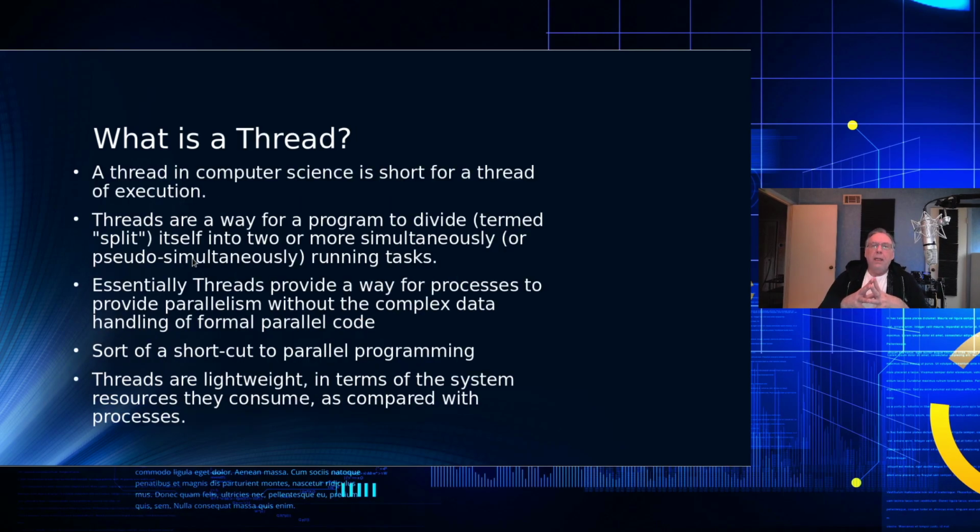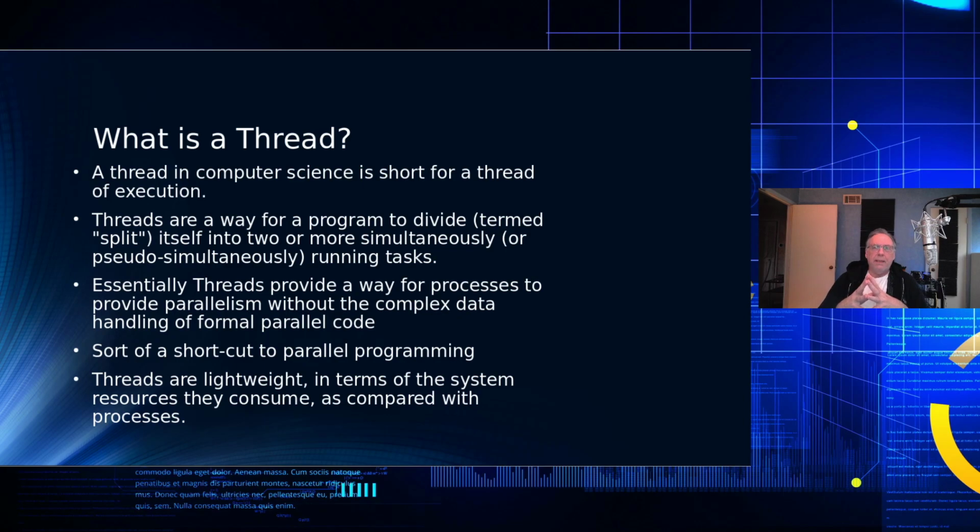A thread, in computer science, is really a shortened nomenclature for thread of execution. Threads are quite a bit different than a process, because a thread is not forked, it's not a copy of the process, it is a split. So you can take portions of your code that you want to run multi-threaded, and you can split them into 2 or 3 or 4, however many you want. And that allows for those particular pieces to run simultaneously from the main body of the process code.